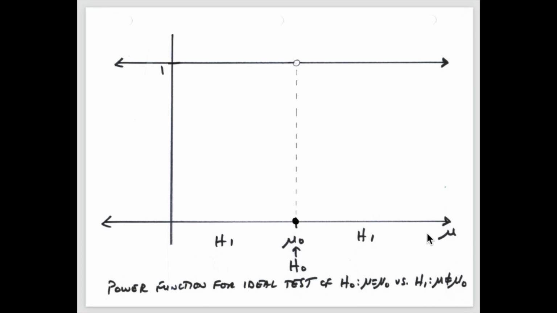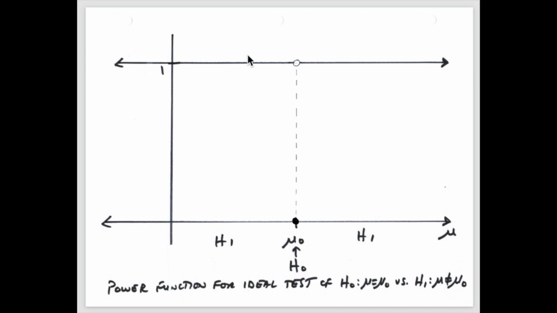Now, if the null hypothesis is not true, we want to reject the null hypothesis, and the ideal test would always reject the null hypothesis if it's not true. And so what that means is that if mu is any other value than mu sub 0, the ideal test would have a probability of 1 of rejecting that null hypothesis. And so this is what the power function for the ideal test for this two-sided test would look like.